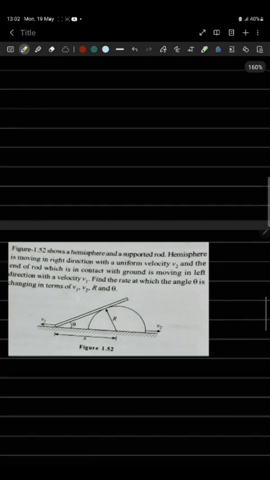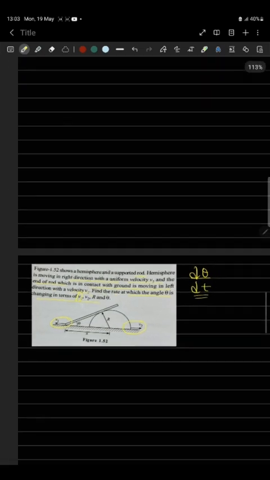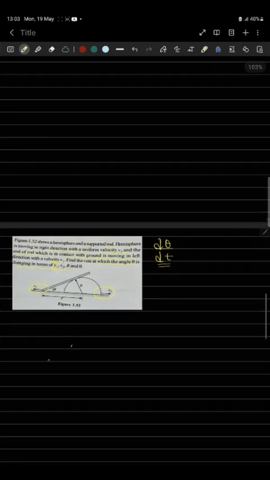And last we have this problem. It is shown a hemisphere and a supported rod. It is moving in the right direction with uniform velocity v2, and the end of the rod in contact with the ground is moving in the left direction with velocity v1. So this moves with v1, this moves with v2. It is asked to find the rate at which the angle theta is changing in terms of v1, v2, r and theta. So the rate at which angle theta is changing means we have to find the value of d theta dt.